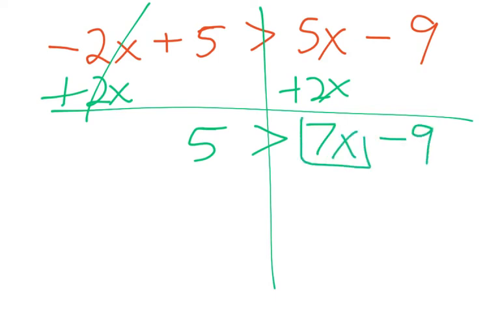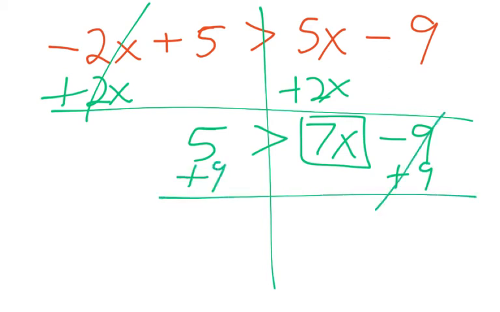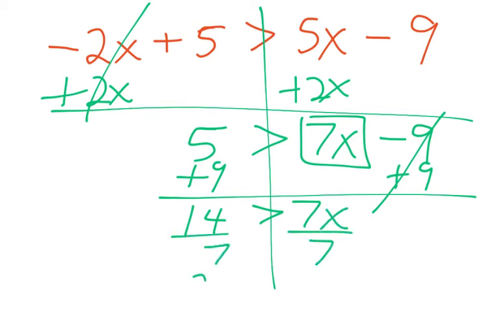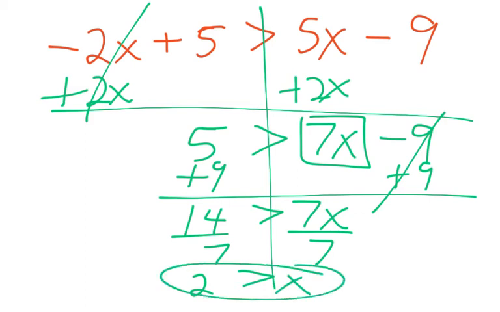Now we've got to isolate the 7x. So we'll add 9 to both sides. These cancel here. We get 14 is greater than 7x. Divide by 7. Since we're dividing by positive 7, we don't have to worry about flipping the sign. So that's our answer. I do recommend, though, you rewrite it.